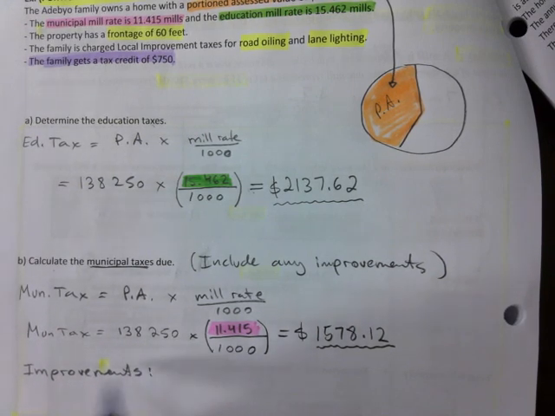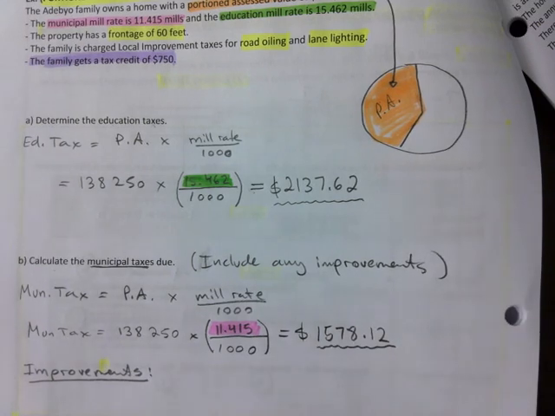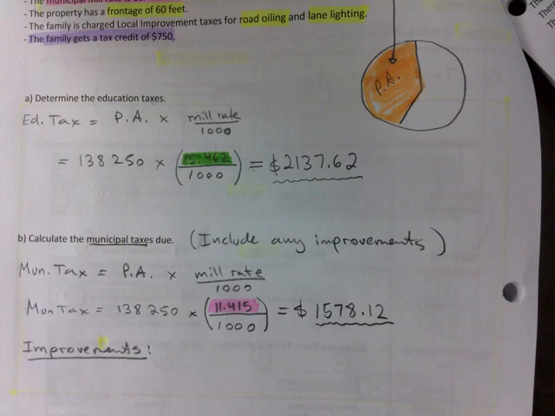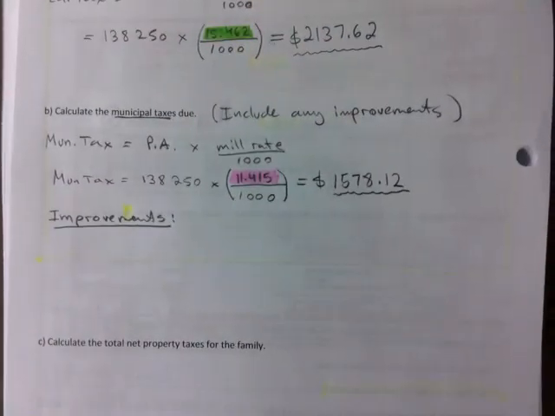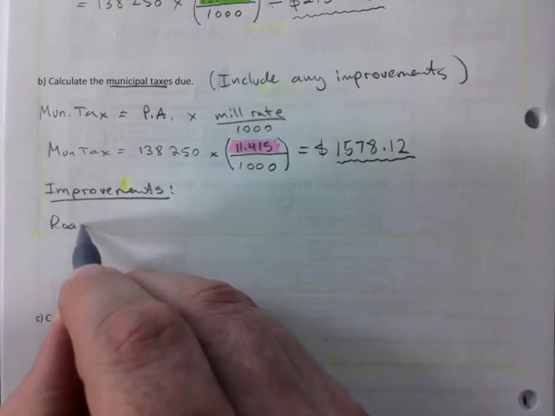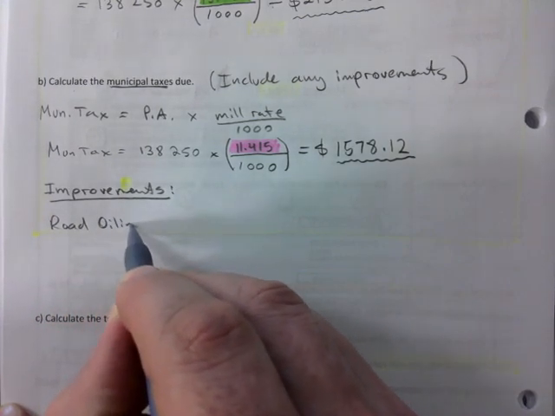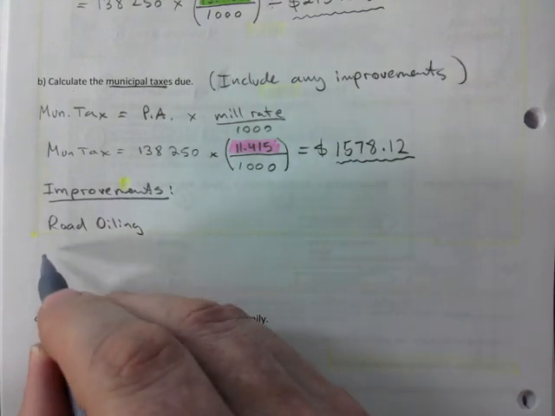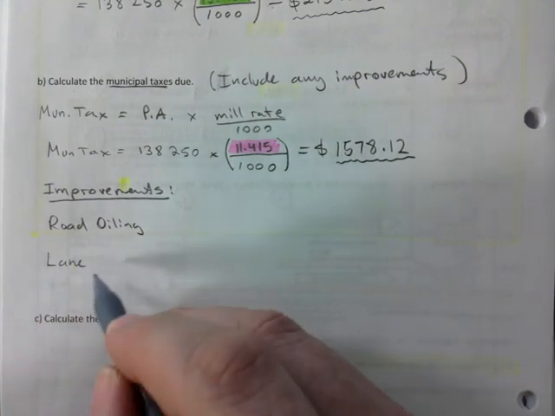This is different. When it comes to improvements, you do not use mill rates. Okay. What are the two improvements that are happening here? Road oiling. If the road is a little squeaky, you got to put some oil in it, right? I don't know what it is, honestly. Lane lighting.